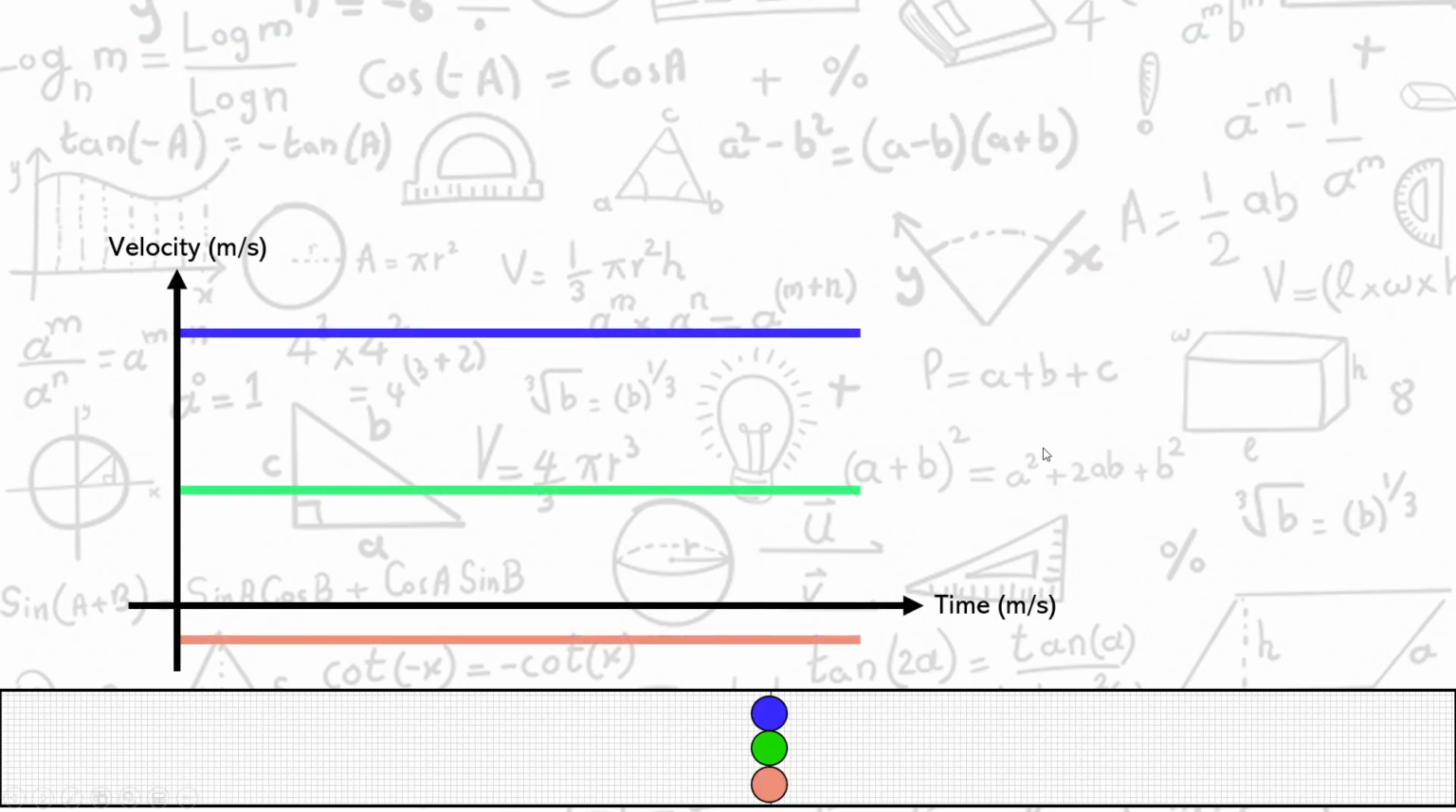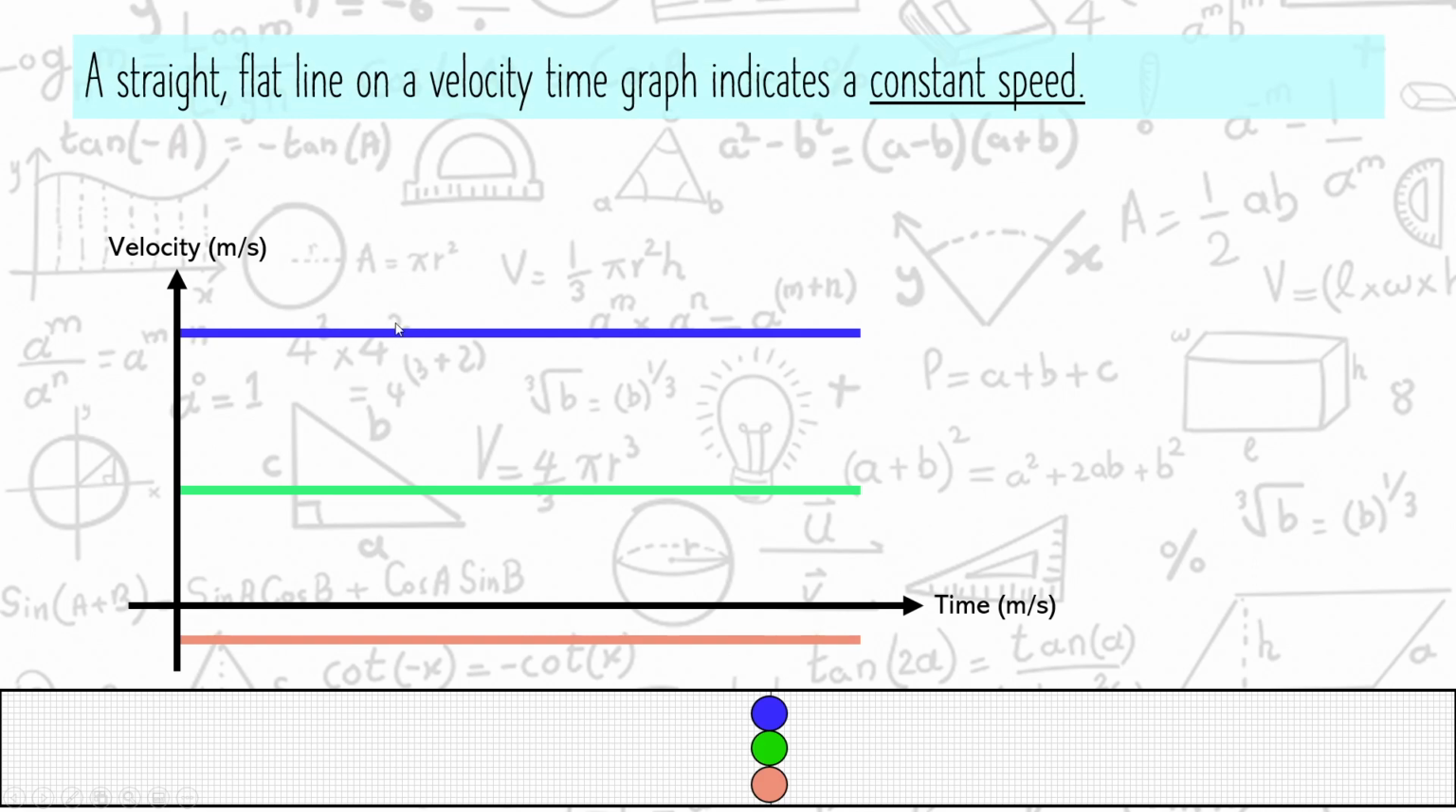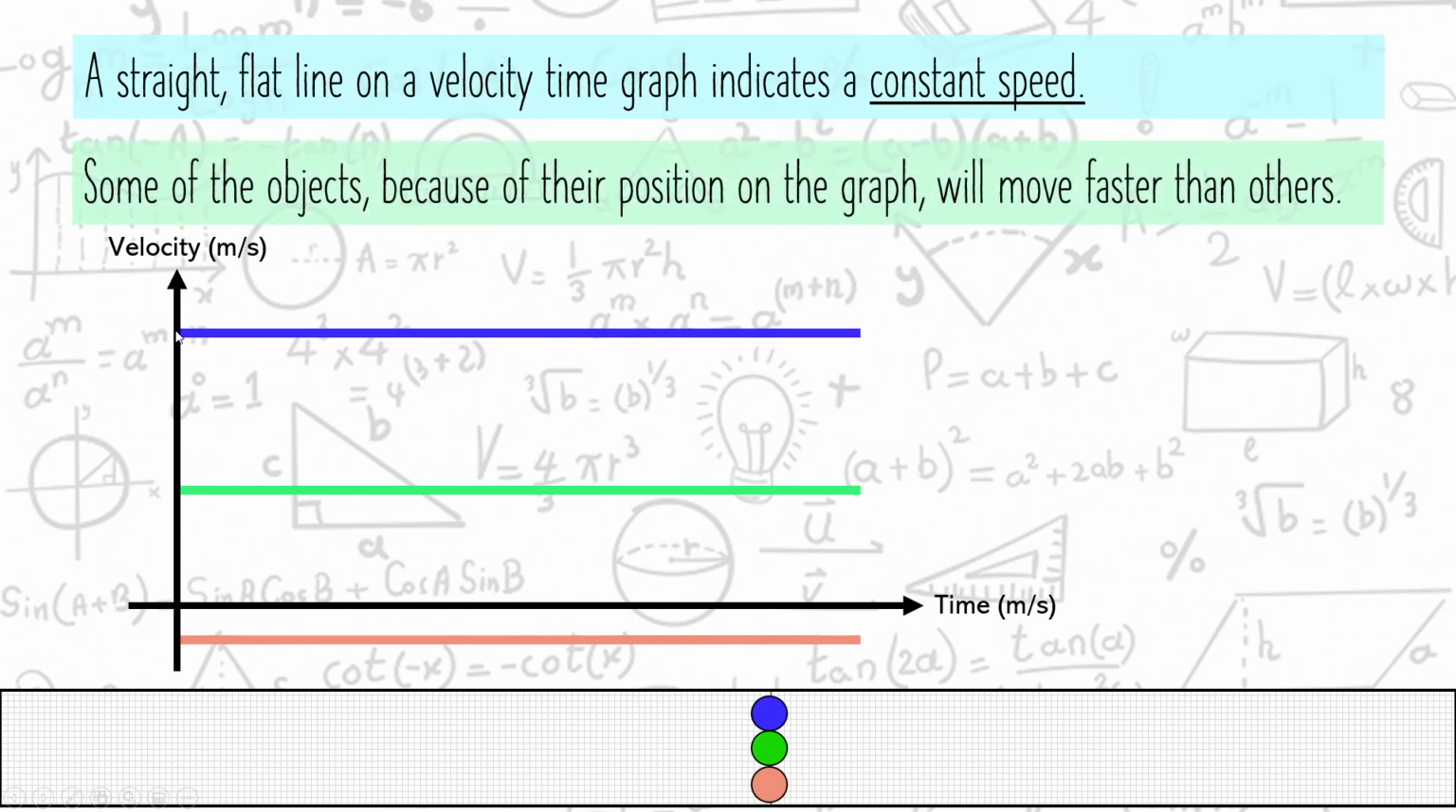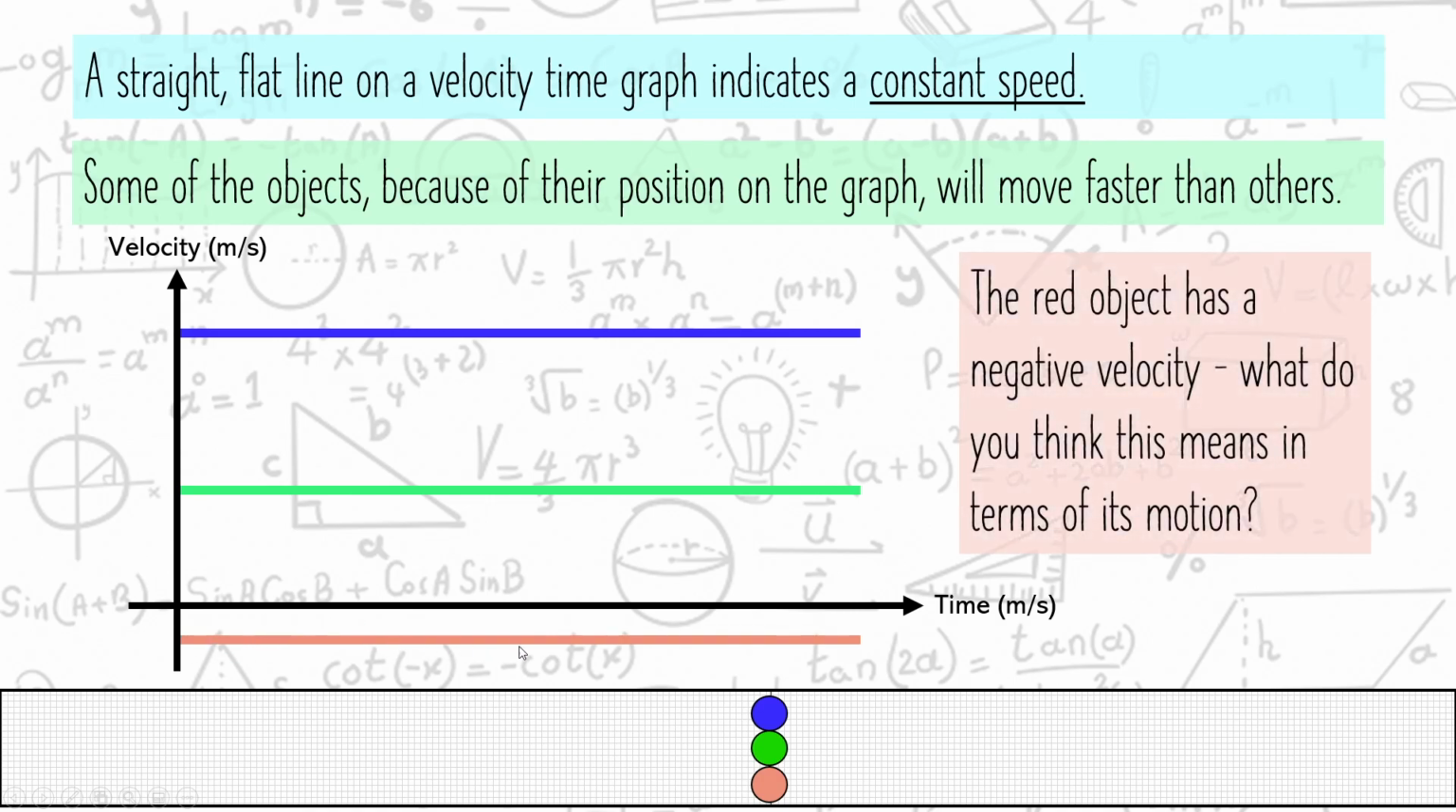Now, let's look at this specific velocity time graph. We've got three objects, blue, green, and red, and we've got three lines, all horizontal lines on the velocity time graph. Now, a straight flat line on a velocity time graph indicates that the velocity is not changing. This means that the objects are going to move at a constant rate, a constant speed. Because of the different positions, the different heights on the graph, some of these objects are going to move faster than others.